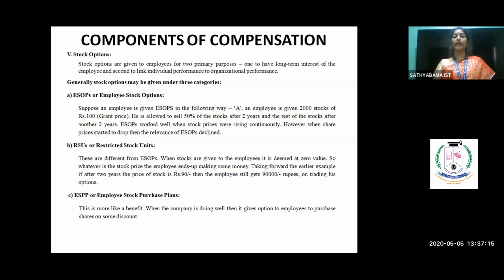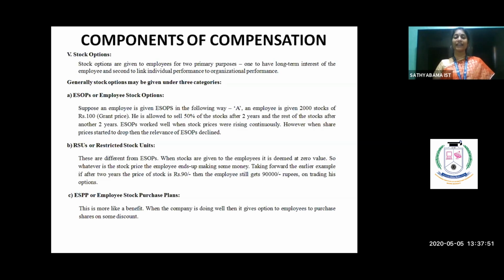Then comes the RSU, restricted stock units. Here the stock units will be deemed to have a value of zero purchase price, and they'll be given free of cost. Like, for example, from the earlier example, 2,000 stocks, and after 2 years, when they are going to sell 1,000 shares which were purchased for free, and now they can sell at 100 rupees or 90 rupees, then they earn 90,000 rupees or 1 lakh rupees. And this is what restricted stock units are.